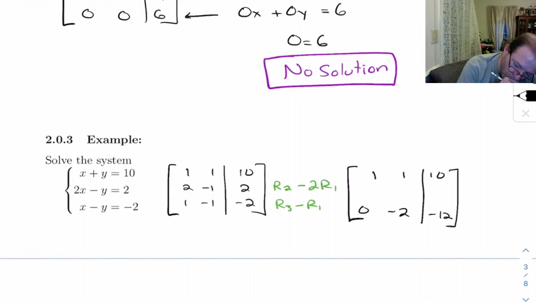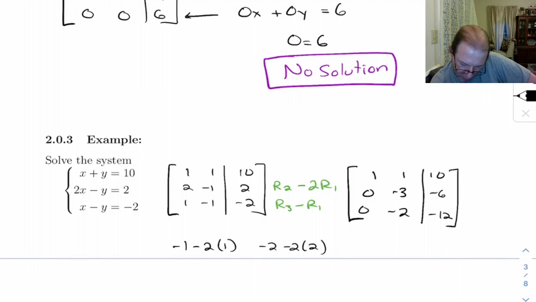All right. Let's see that middle row. It's going to be 2 minus 2 is 0. Then -1, I'll tell you what, I'm going to write this out. -1 minus 2 times 1, that's -3. And the last one, -2 minus 2 times 2, that gives me -2 minus 4 is -6. Oh, I made a mistake. You might be yelling at the screen right now.